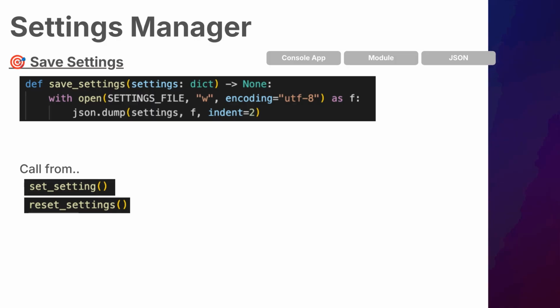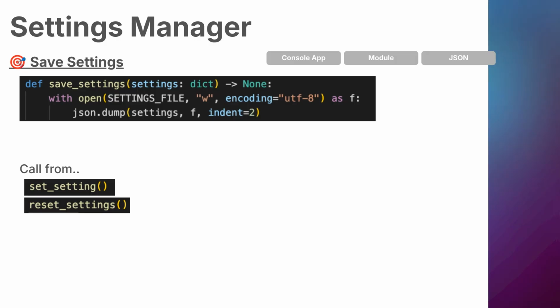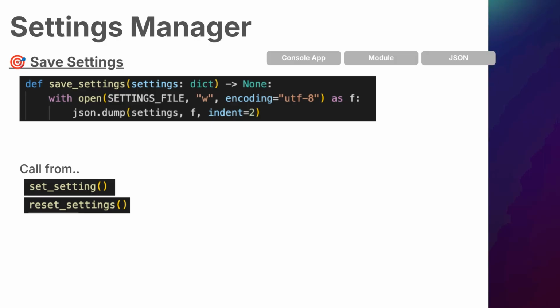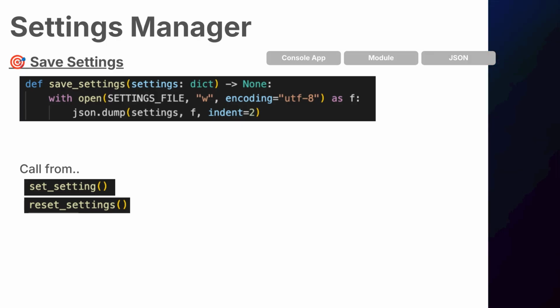What's important here is that this function doesn't decide when to save. It simply saves. Other parts of the program, like set setting and reset settings, call this function when they need to. This keeps responsibilities clearly separated and avoids repeating the same file writing logic in multiple places.